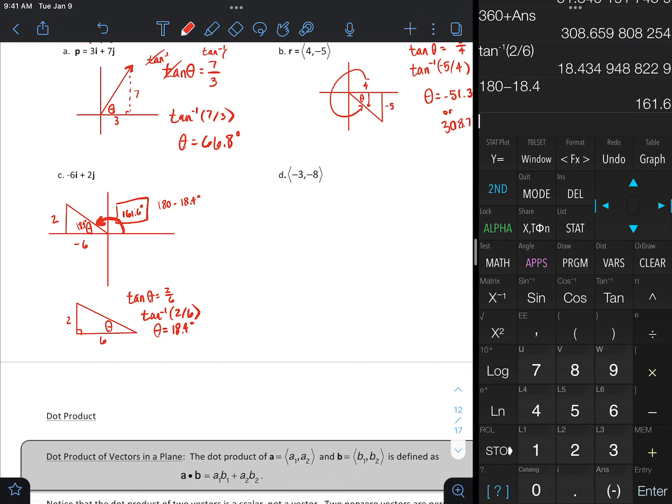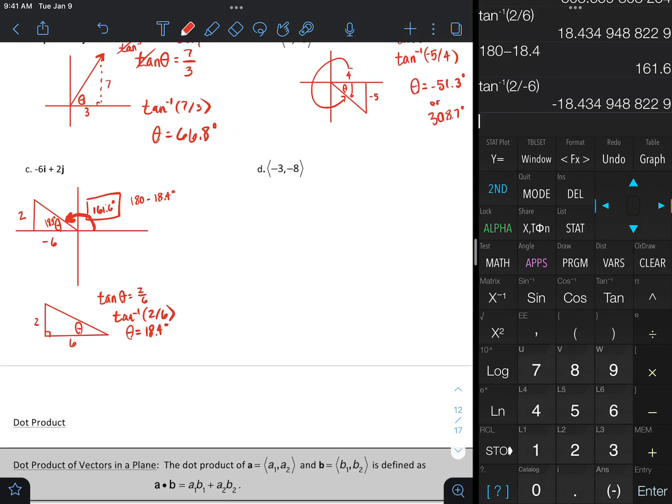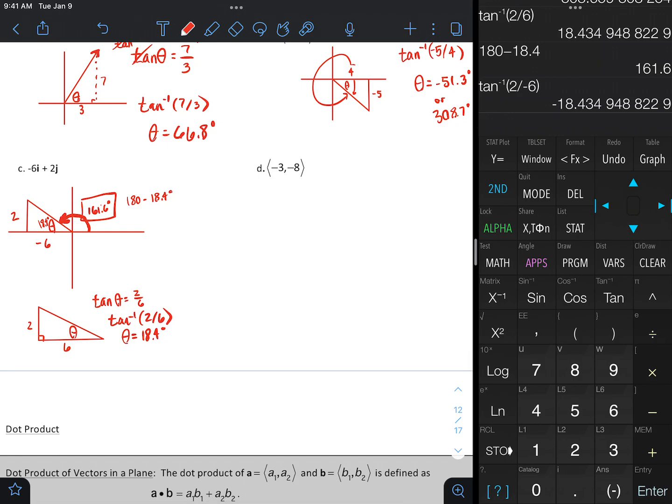If you do tangent inverse and then do 2 divided by -6, it's going to give you -18.4, but that doesn't make sense when we go back and look at our original triangle, and that's because tangent inverse typically doesn't exist there. So it gets a little weird on those ones in the different quadrants, so be a little careful on that.